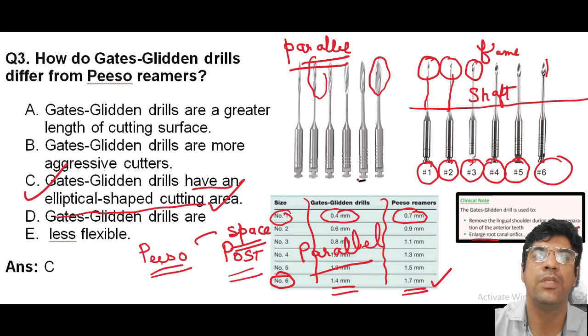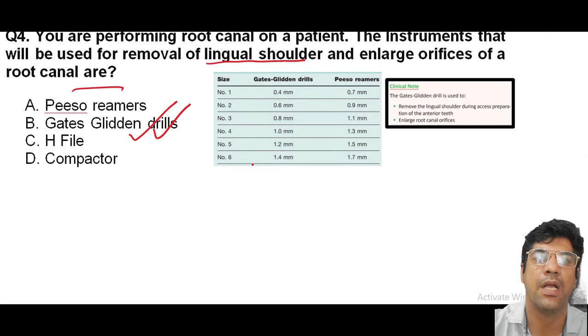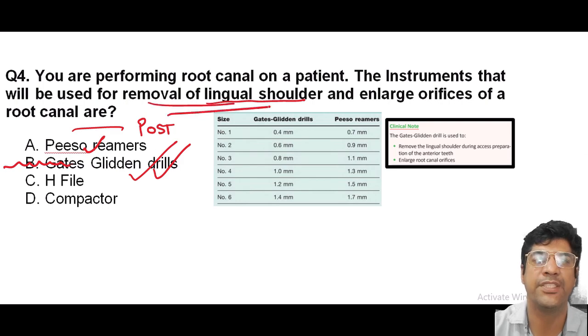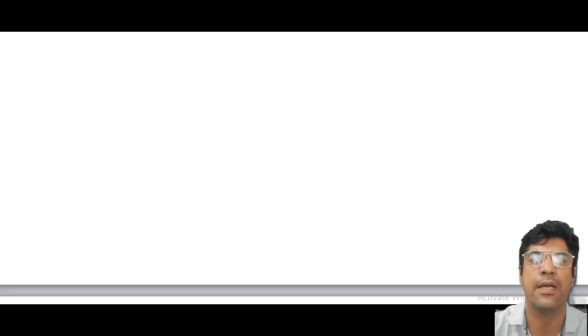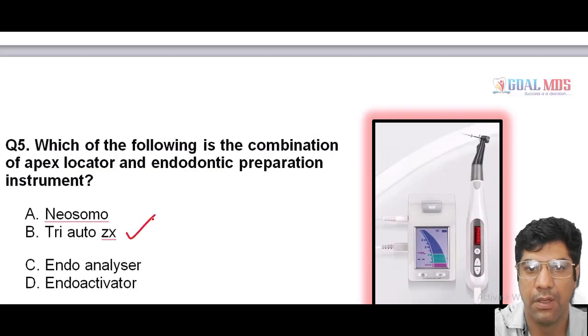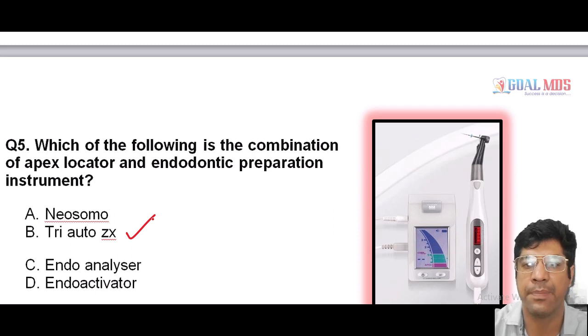So for removing the lingual shoulder, I will use GG drill, and for preparing a post space, I will use piezo reamer. So answer here is B. Coming to the next question, which of the following is a combination of apex locator and endodontic preparing instrument? So the answer is B, Tri-Auto ZX. Well, Tri-Auto ZX is a combination of apex locator and endodontic preparation instrument.